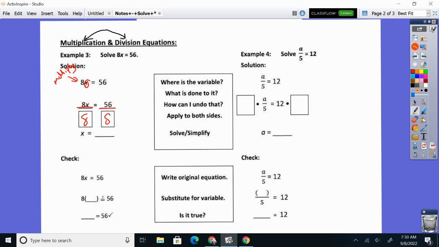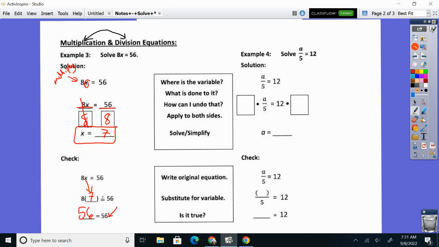This fraction bar is saying division, dividing by 8. 8 divided by 8 is 1, so it cancels. And then 56 divided by 8 is 7. Okay, so I would check just like I did the other ones. Instead of x here, I'm putting 7. So 8 times 7 is 56. 56 does equal 56, so that one is correct.